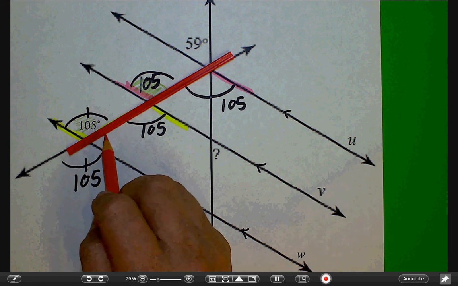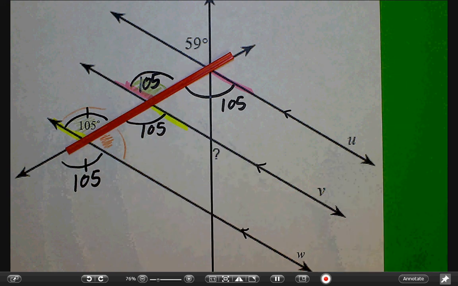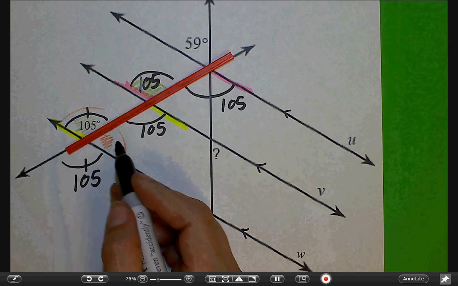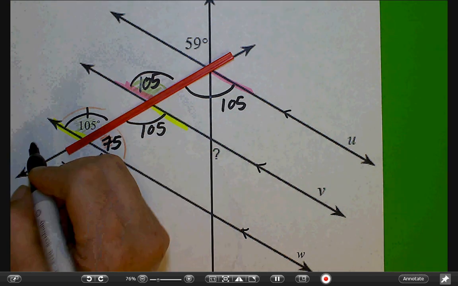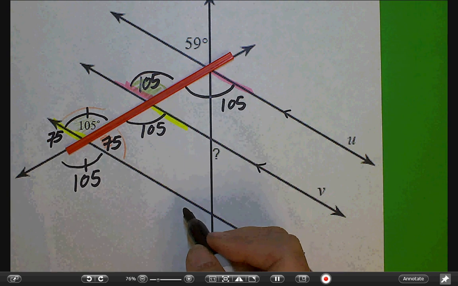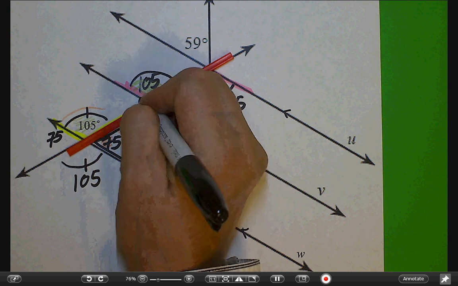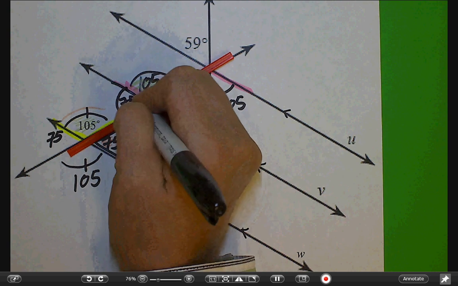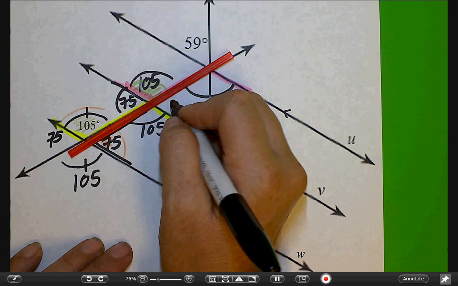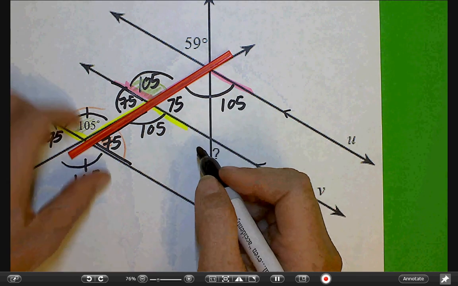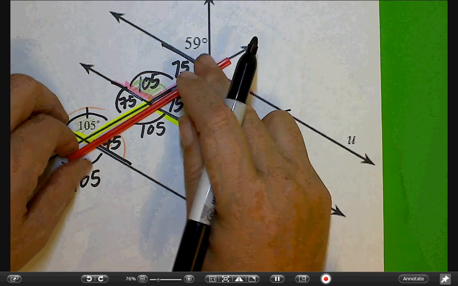Now we see here these two angles. This angle and this angle here, they share a spine. They make a line. That means they add up to 180. So we can take 105 away from 180, and this is going to be 75. Vertical, also 75. Armpits of the Z. That means this is 75. Vertical angles, that's 75. We go this way, armpits of the Z, that's 75.